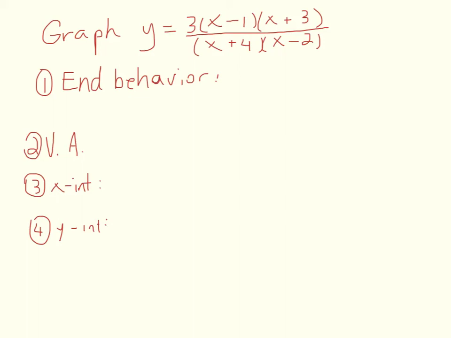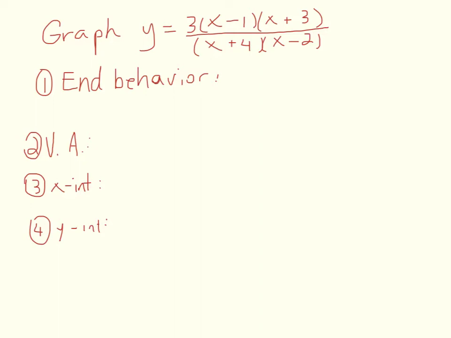Okay, to graph this rational function right here, we need 4 pieces of information. We need the end behavior, what happens as x goes to infinity and x goes to negative infinity. We need vertical asymptotes, we need x-intercepts, and we need y-intercepts. So let's start with the end behavior.